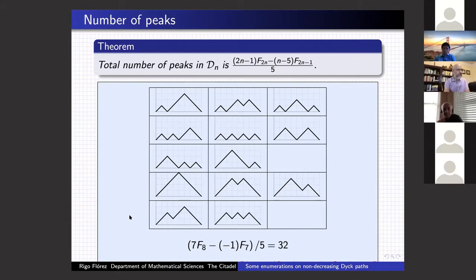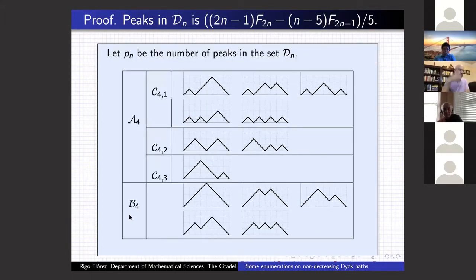So this is the proof that I'm going to show you here. I'll do it only once, and for the others we'll use the same technique. We are going to take a D_N, and we are going to separate that into two sets. One is B and the other is A. The four means the length, because this is length 8, so this is 4 and 4.